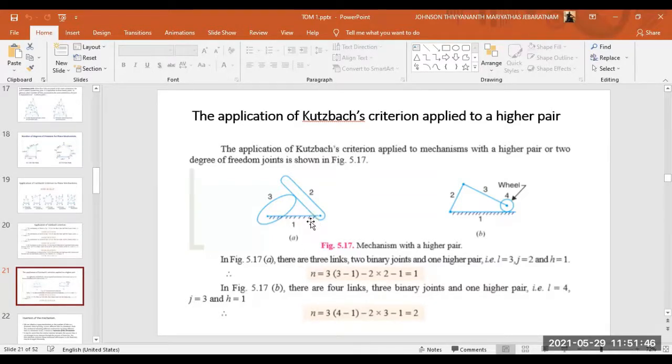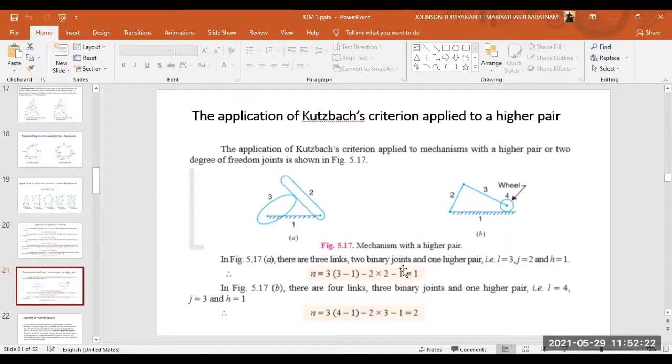So here, three link members: one link, second link, and third link. There are three links. So I substitute in the equation n is equal to 3 into L, that is 3, minus 1, minus 2 into binary joints, right? 2 into number of binary joints. So that is 2, right? Minus 1, that is minus h. So here there's a higher pair, right? So that's why I put h as 1, right?